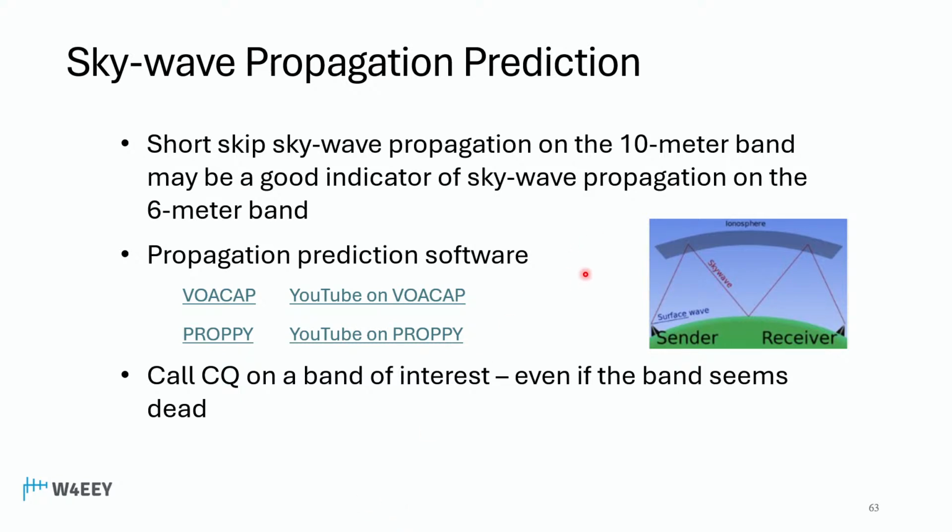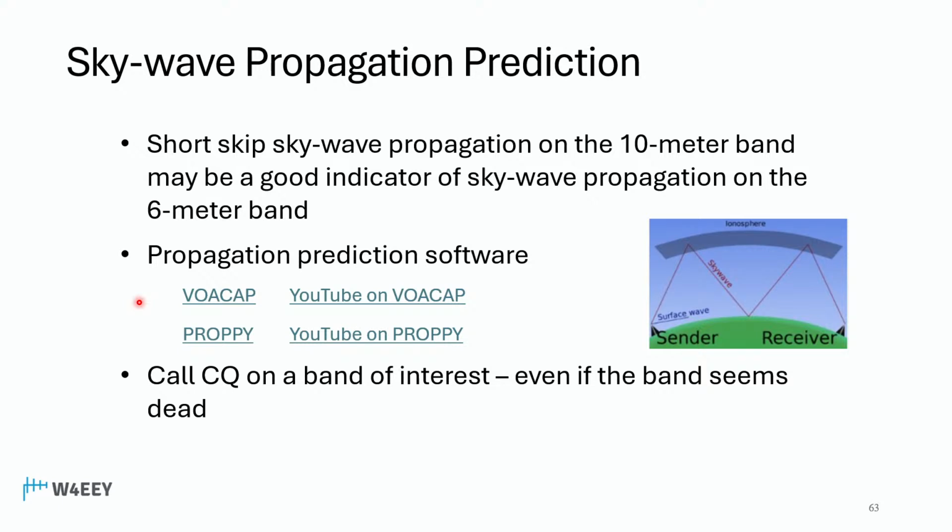So there are some software prediction tools that are really good. One tip I think was in our books is that short skip skywave propagation on the 10-meter band may be a good indicator of skywave propagation on the 6-meter band. So if you see that the 10-meter band is just hopping, it wouldn't hurt to check 6 meters. You may have propagation there as well. There are a couple of propagation prediction software tools that are just fabulous. VOACAP is one. We're going to have a demo of that a little bit later. That stands for Voice of America Coverage Analysis Program. As Gary likes to say, it's your tax dollars at work.